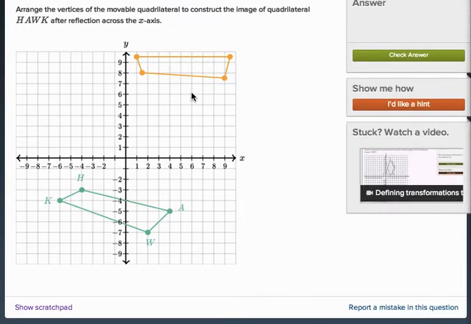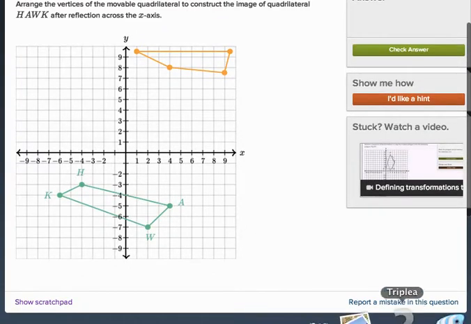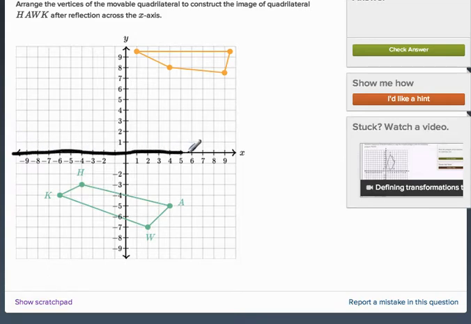This question says arrange the vertices of the yellow movable thing after there was a reflection across the x-axis. So the first thing you have to do is note where this line of reflection is. In the best possible way you can with a mouse pad, that's my line of reflection. You could totally go to the rule if you wanted to, but I don't think you need to here.